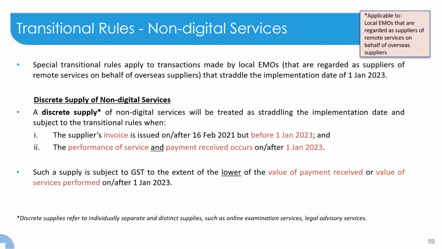A discrete supply of non-digital services will be treated as straddling the implementation date and subject to the transitional rules when it meets the following two conditions. 1. The supplier's invoice is issued on or after 16 February 2021, but before 1 January 2023. And 2. The performance of service and the payment received occurs on or after 1 January 2023. Such a supply is subject to GST to the extent of the lower of the value of payment received or the value of the services performed on or after 1 January 2023.